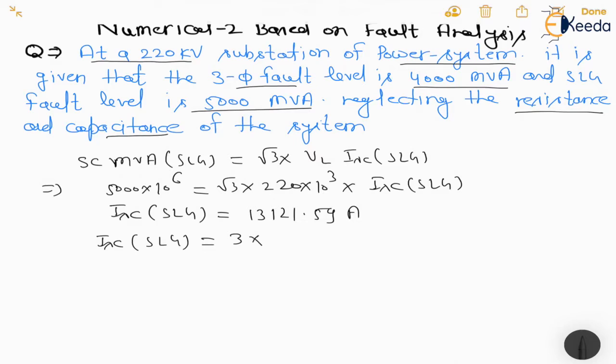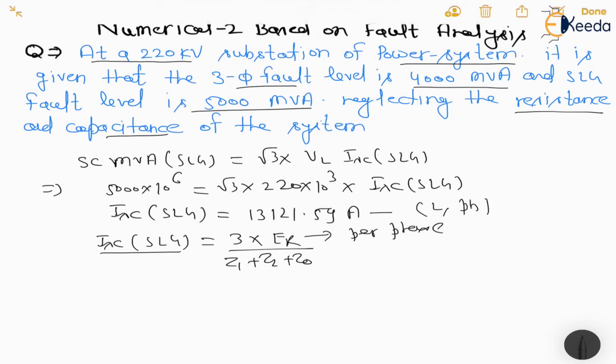We know the formula of ISC of SLG. Guys, always remember, it will be 3 into IR1, the fault current. The IR1 value is ER upon Z1 plus Z2 plus Z0, and this ER will be per phase, because Z1, Z2 and Z0 in the denominator are per phase. Line and phase values will be equal either way.